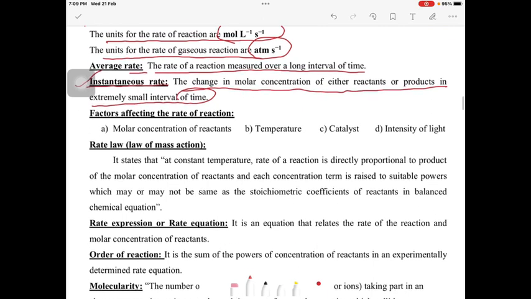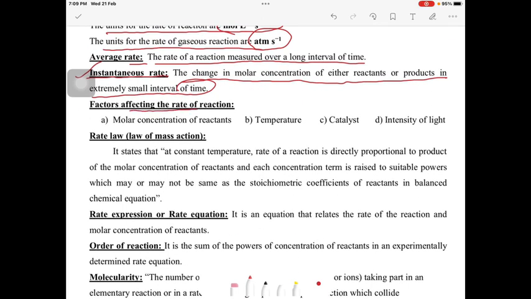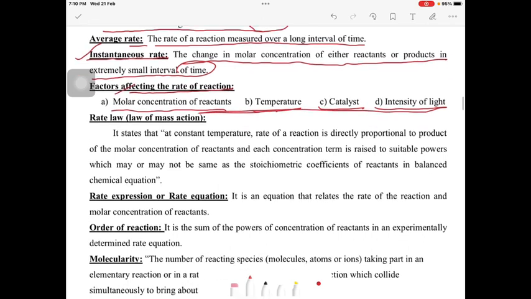Instantaneous rate: the change in molar concentration of either reactant or product over an extremely small interval of time, that is the instant rate. Factors affecting the rate of reaction: molar concentration of the reactant is one factor. Temperature is the second factor. Catalyst, third. Intensity of light. The rate depends on these four.